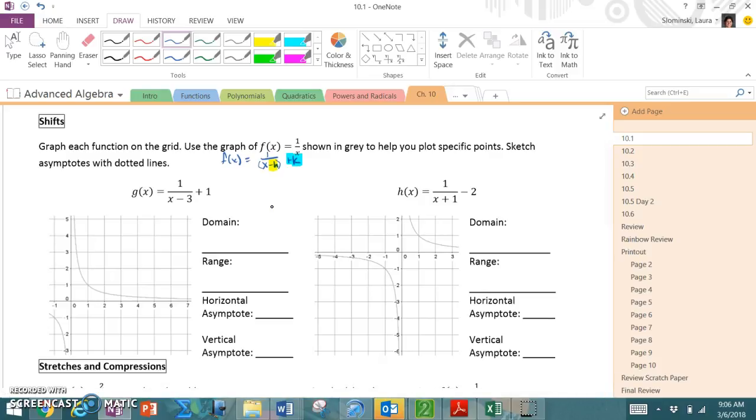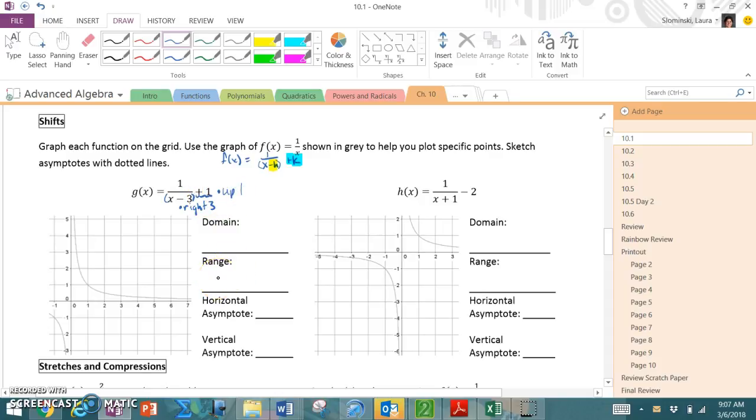Okay, so when I look at g of x here, I see the x minus 3 in the bottom, so you could put it in parentheses, you don't need it to be, but that is grouped together because it's in the bottom of the fraction together. So I remember anything that's grouped with the x moves it left or right, and since it's x minus 3, I know that it's going to move it right 3. And then finally, this plus 1 on the end is going to move it up 1.